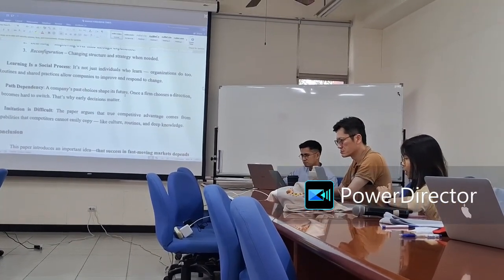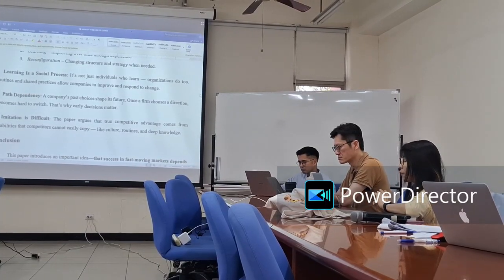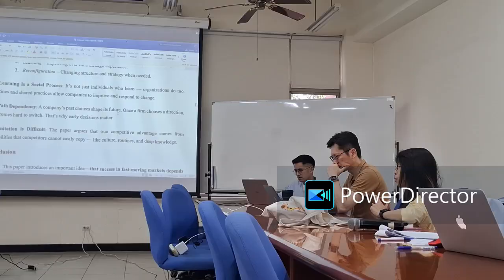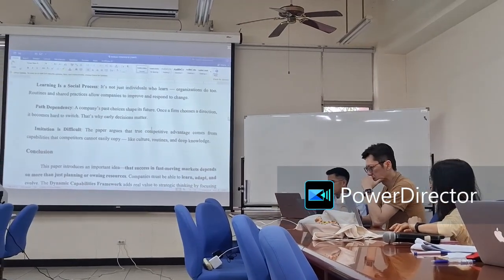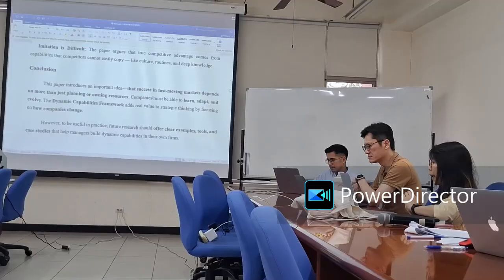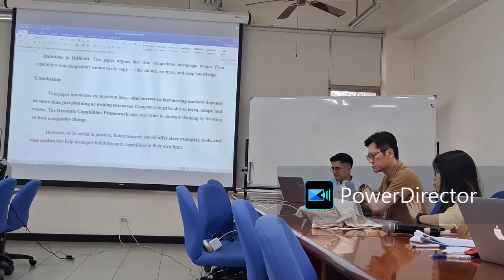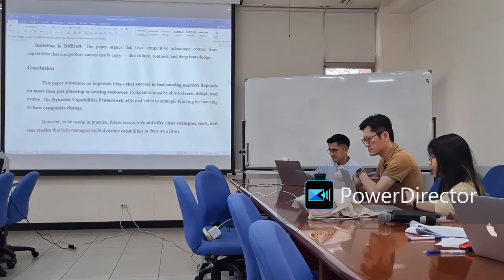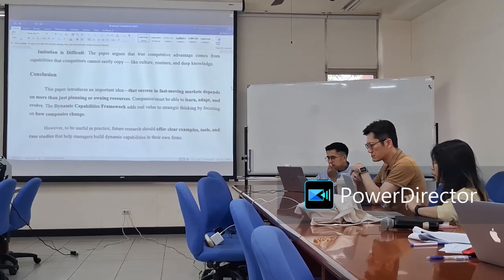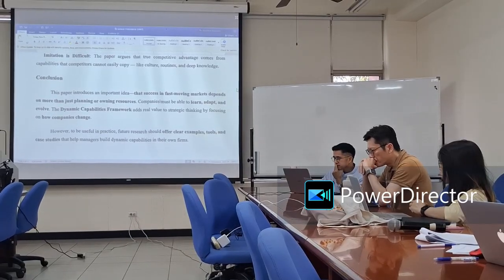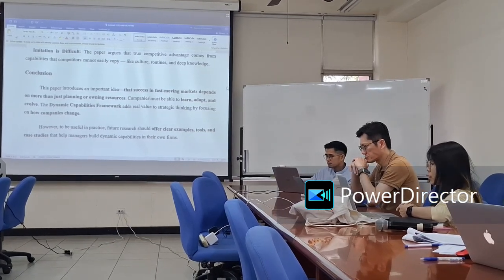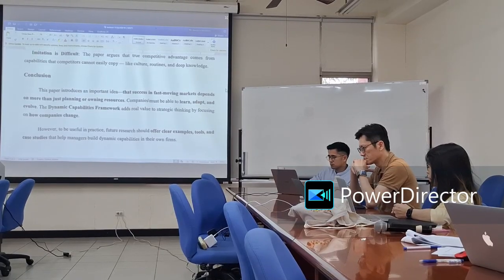Imitation is difficult. The authors argue that true competitive advantage can come from capabilities that competitors cannot easily copy, like culture, routines, and deep knowledge. So for the conclusion, this paper also introduced the important idea that success in a fast-moving market depends on more than just planning or owning resources. The company must be able to learn, adapt, and evolve. The dynamic capabilities framework adds real value to strategic thinking by focusing on how companies change. However, to be useful in practice, future research should offer clear examples, tools, and case studies that can help managers build dynamic capability on their own.